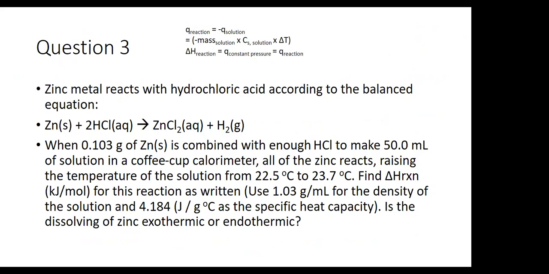I have zinc, and I put that in hydrochloric acid. If I had 0.103 grams of zinc, and I combine that with hydrochloric acid to make 50 milliliters of solution, and all my zinc reacts, my temperature is changed from 22.5 to 23.7. What is delta H in kilojoules per mole? Was this exothermic or endothermic?